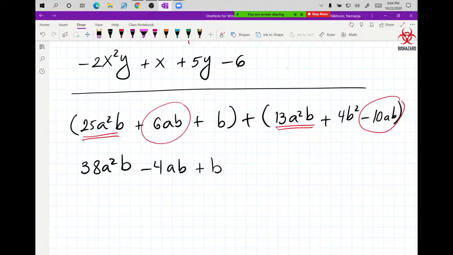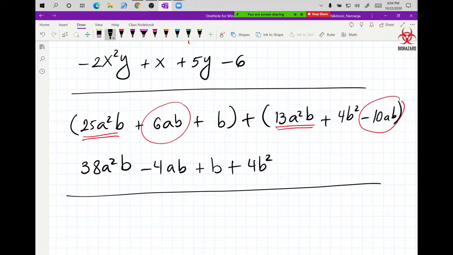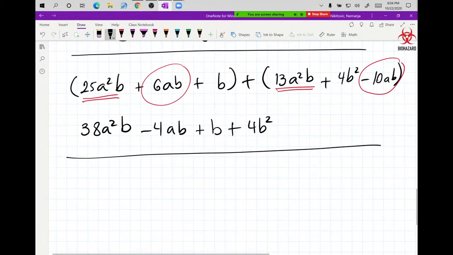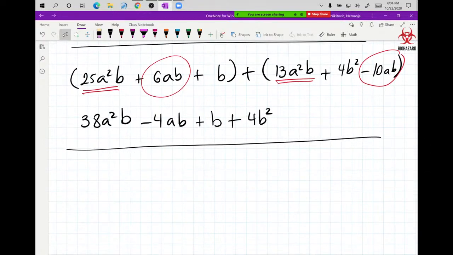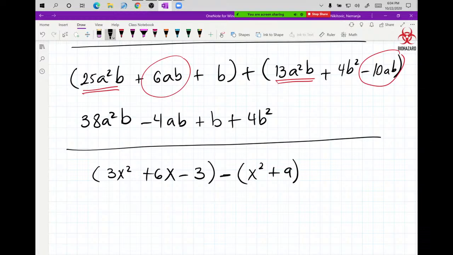And that's the answer. I hope you're not disappointed because that's it. That's a long answer. Well, such is life. Now, the next problem is 3x squared plus 6x minus 3 minus x squared plus 9.